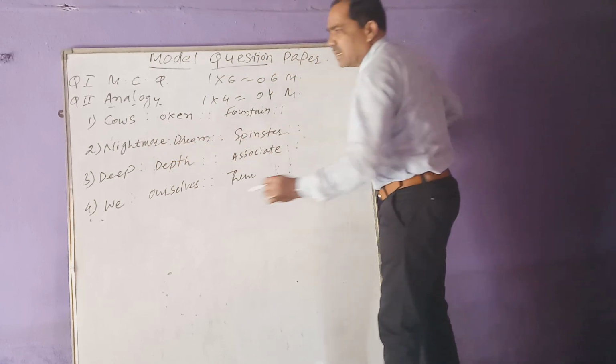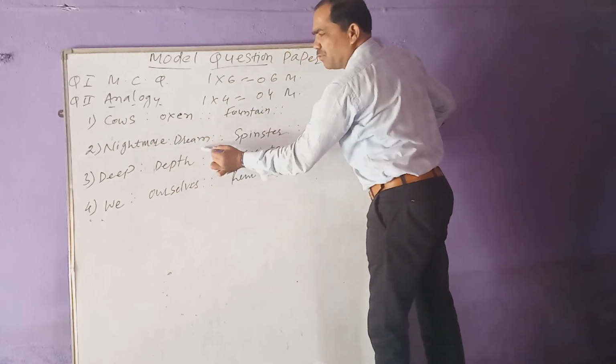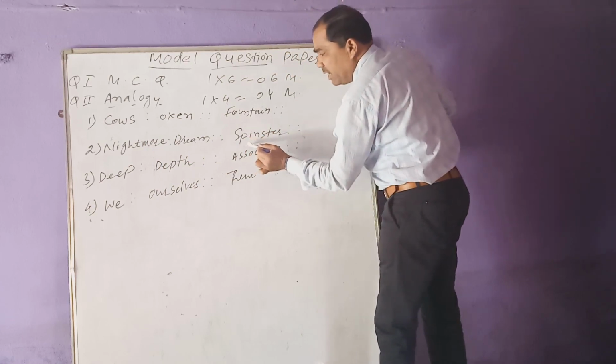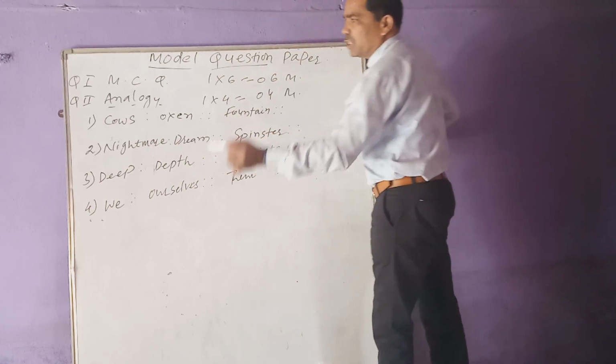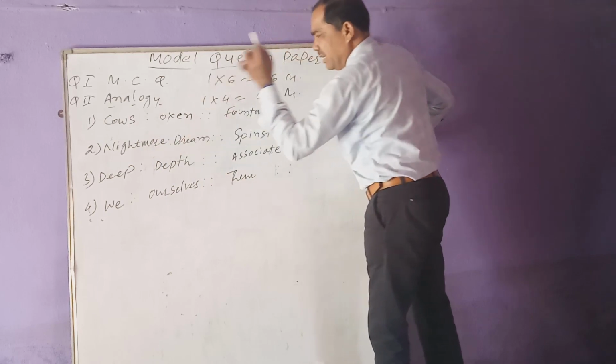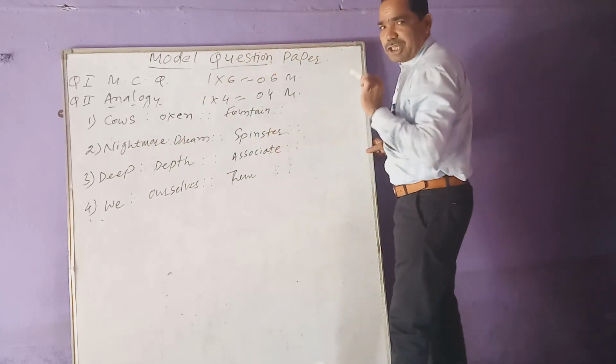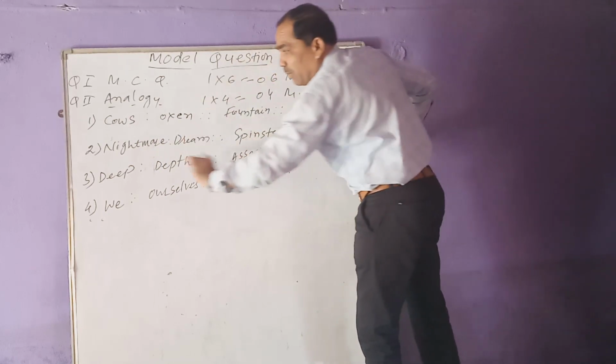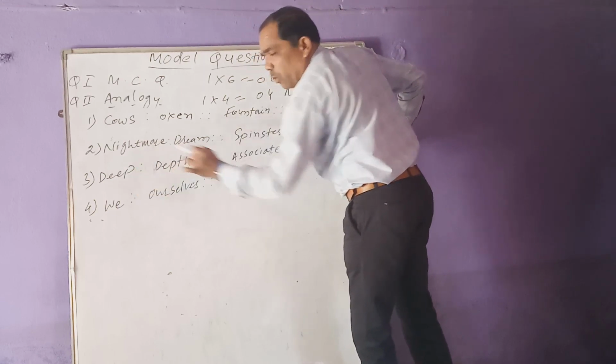How is synonym asked? Nightmare stands for dream. In the same way, spinster stands for what? First one, cow stands for oxen. Then fountain stands for what? In the same way, the third problem. What is the third problem? It is deep. What is deep?